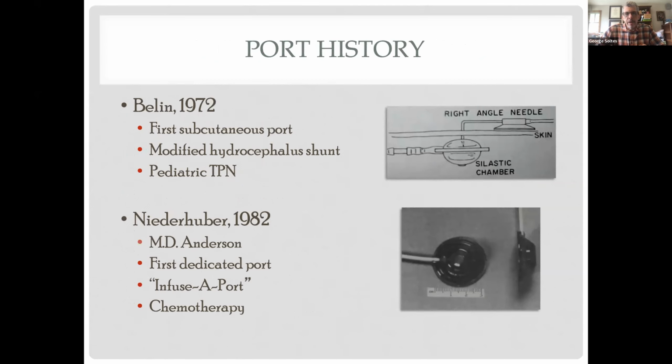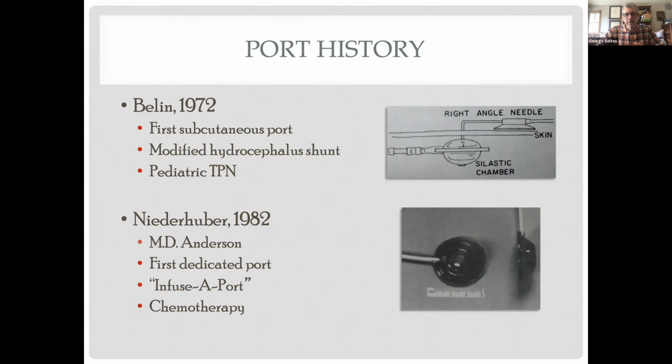So in the very early 70s, the very first port, there were no commercially available ports, but there was a need, in this case for TPN, because remember, this is before Hickman came along with his catheter. So in this case for pediatric TPN, this Dr. Balin basically used an Ommaya reservoir, which you can see pictured up here in this cool old picture, put it under the skin, invented a needle that worked with it, and basically created the first port.